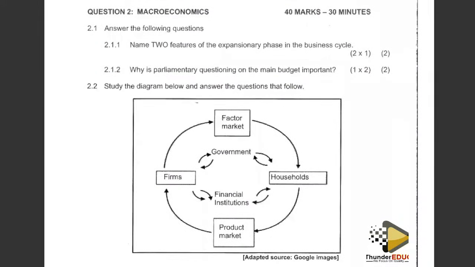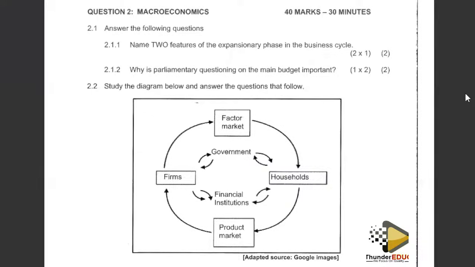Okay, right, grade 12s. So now let's move on to the next question. Next we have section B. In section B, remember you are given 3 questions, and the expectation is to select 2. So let's check what we have in store. We have 2.1. So 2.1 under question 2 says, answer the following questions. So now we have 2.1.1. 2.1.1 reads as follows. Name 2 features of the expansionary phase in the business cycles.